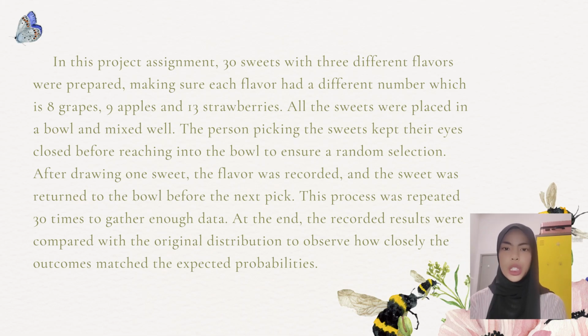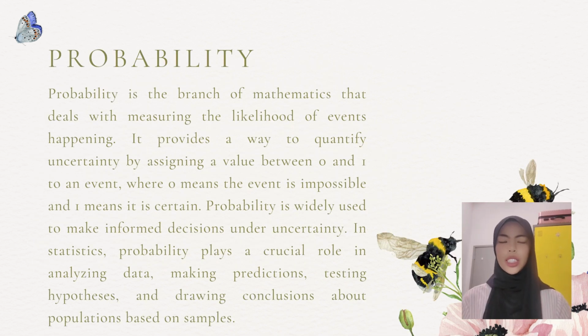After drawing one sweet, the flavor was recorded and the sweet was returned to the bowl before the next pick. This process was repeated 30 times to gather enough data. At the end, the recorded results were compared with the original distribution to observe how closely the outcome matched the expected probabilities. Next is the definition of probability.